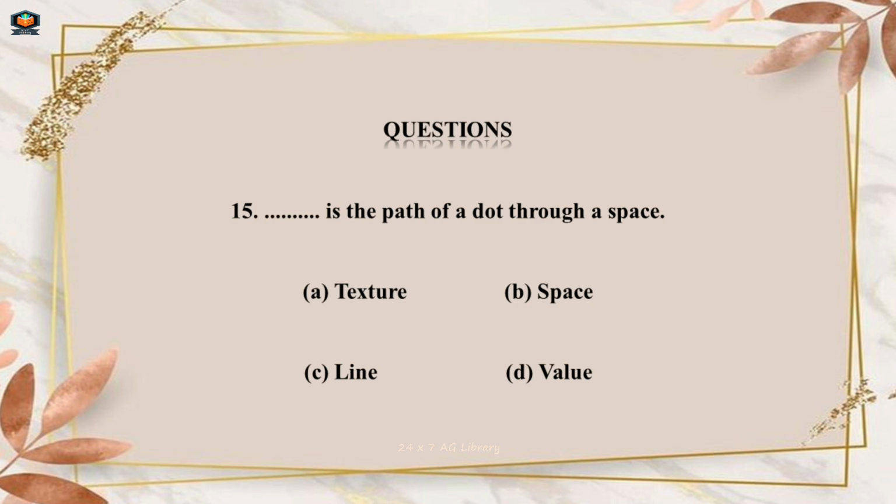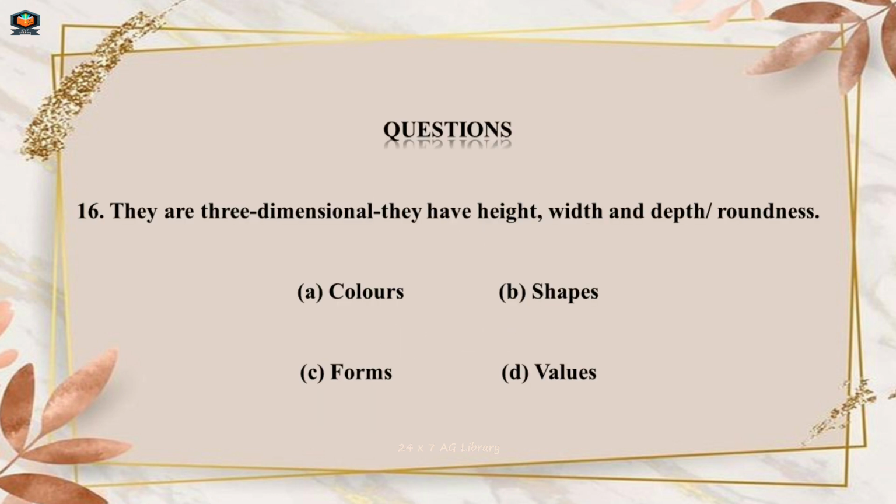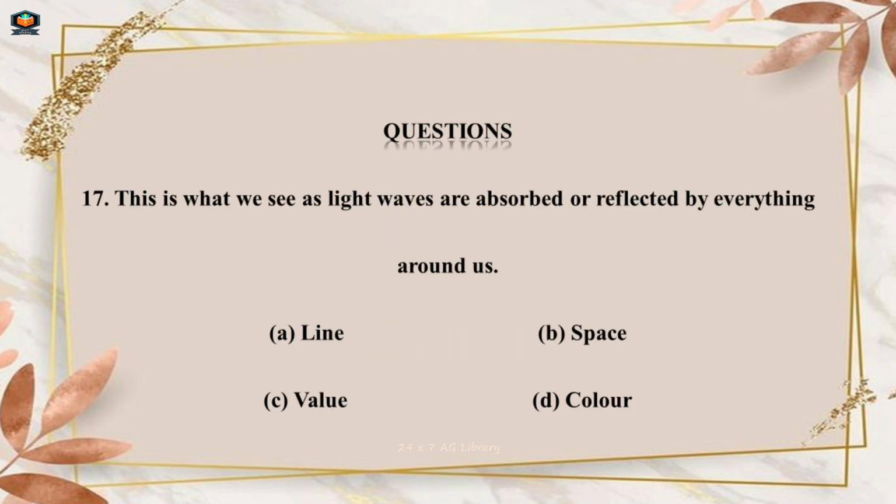Question 15. Which is the path of a dot through a space? A. Texture. B. Space. C. Line. D. Value. Answer. C. Line. Question 16. They are three-dimensional. They have height, width and depth, roundness. A. Colors. B. Shapes. C. Forms. D. Values. Answer. C. Forms.